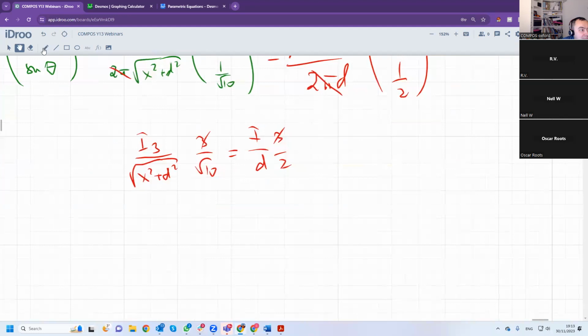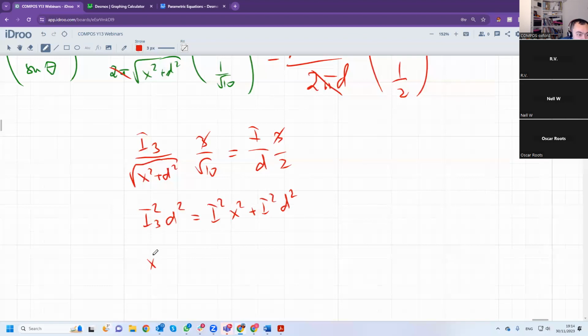What can we do here? I think we'll need to square them. So I3 squared multiplied by d squared equals I squared x squared plus I squared d squared. So x squared. Okay, we'll keep that.